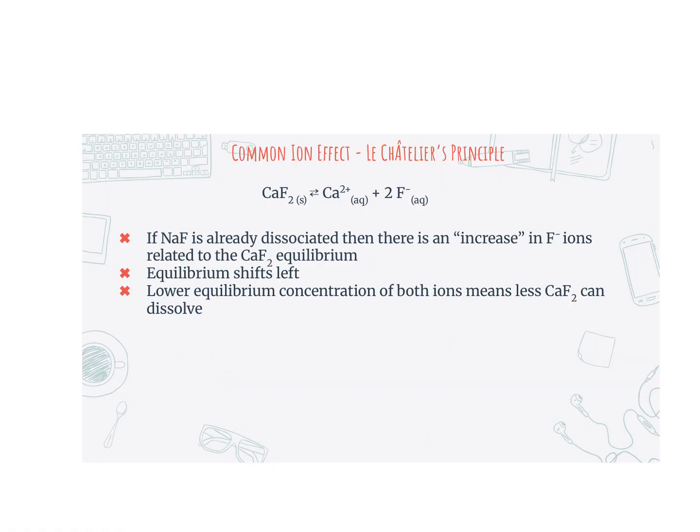And so, of course, we can think about this in terms of Le Chatelier's principle. Since we already have NaF in solution, we already have Na+ and F- in solution. This means that there's an increase in F- ions. Because there's an increase in F- ions, this is going to want to shift to the left. Or in other words, we'll have more CaF2, and so it does not dissolve.